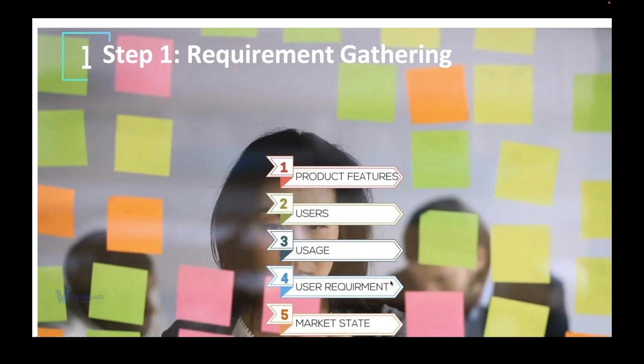When I say user requirement, will they be on mobile platforms, or will this be only a web application, like a desktop application? We also want to understand the market state. Is the market already captured by these kinds of applications, or is this the first kind of application itself? Once we understand these requirements, we can brainstorm how we can do things after this, right?